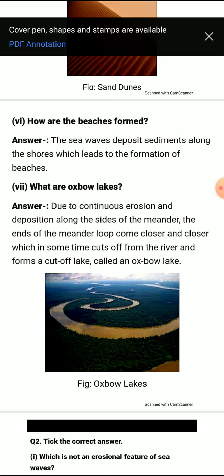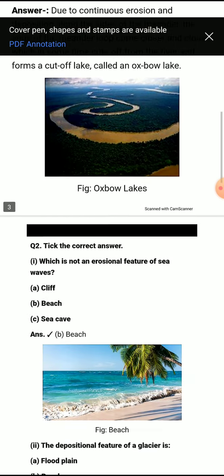the ends of the meander loop come closer and closer. You can see in this picture the ends of the meander coming closer and closer, which in some time cut off from the river and form a cut off lake, and that cut off lake is known as an oxbow lake. The picture is given, you can see it in this picture also.